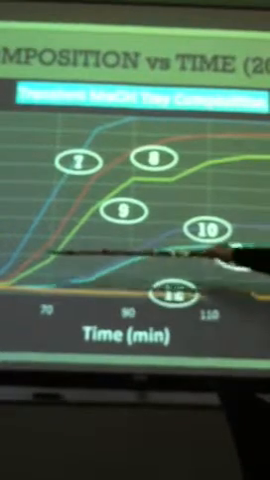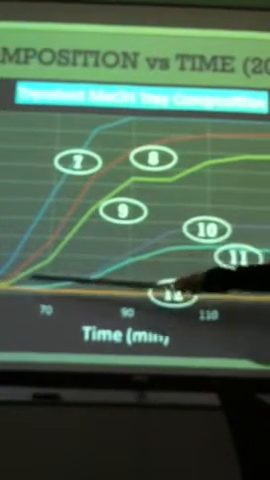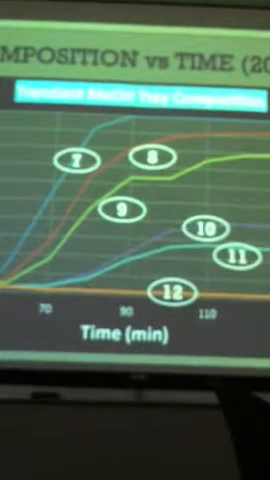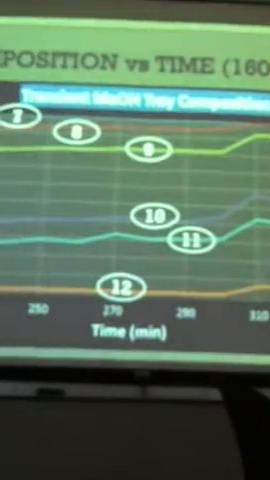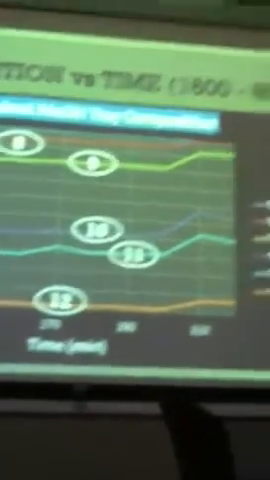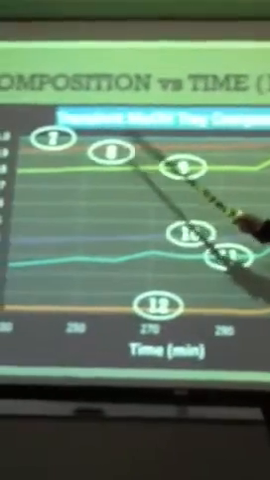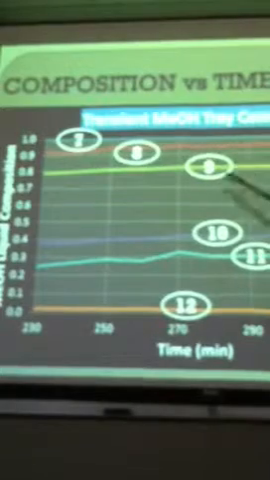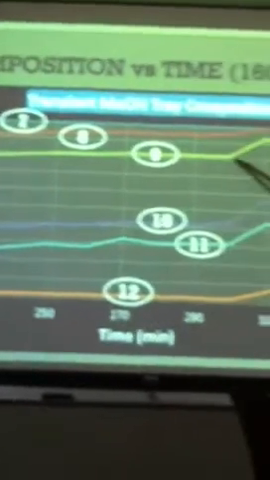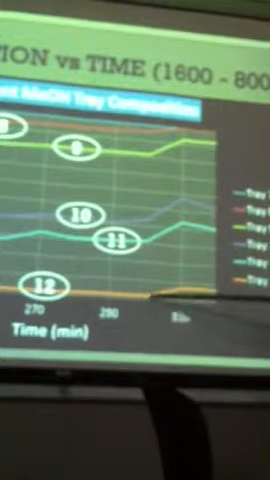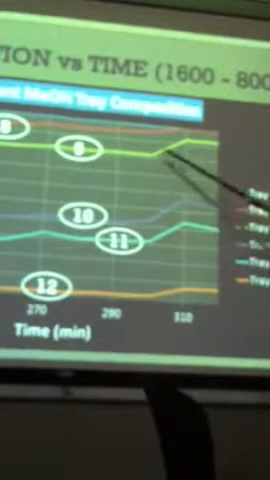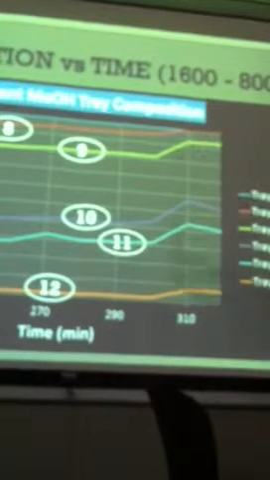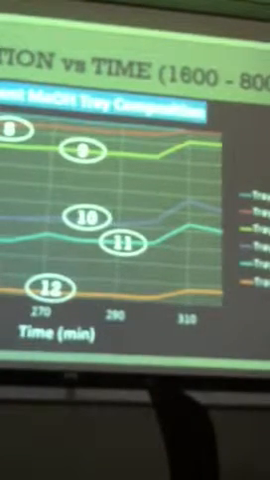You can also see that tray 7 changes much more than tray 12, sorry. This is the drop from 16 to 800 watts. So tray 7 has already reached 100% mole composition. Tray 8's working its way there. And you can see this slope in tray 9 compared to the slope in tray 12. So tray 9, which is higher up in the column, is actually changing way more than tray 12, which is composition at the bottom of the column.